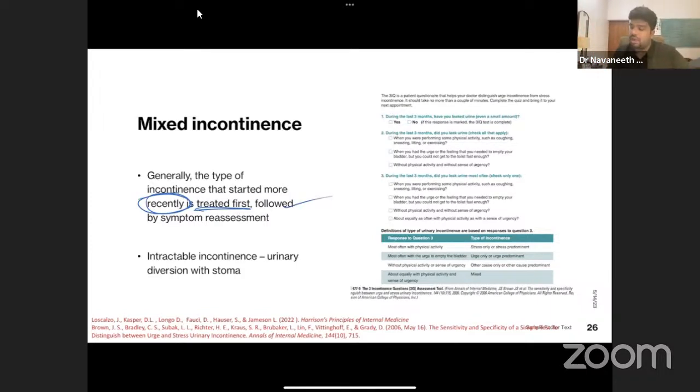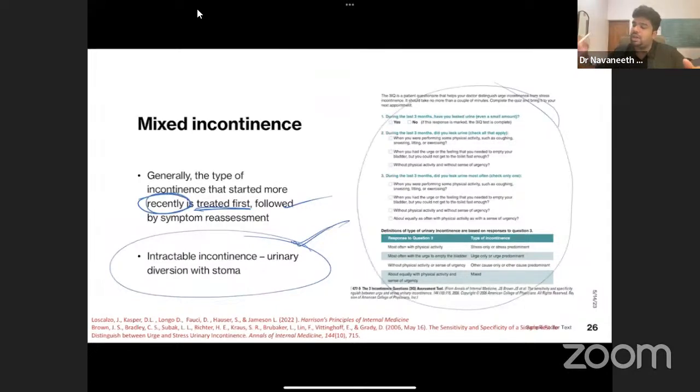Treat it first. There's a terminology called intractable incontinence, where you do urinary diversion with stoma. You can't go for anything else. All the treatment modalities have been exhausted, and then you go for urinary diversion with stoma. This is an important questionnaire, which I told you was the 3 IQ questionnaire. It's also from Harrison's. This questionnaire lets you differentiate between stress incontinence, urge incontinence, or overflow incontinence.